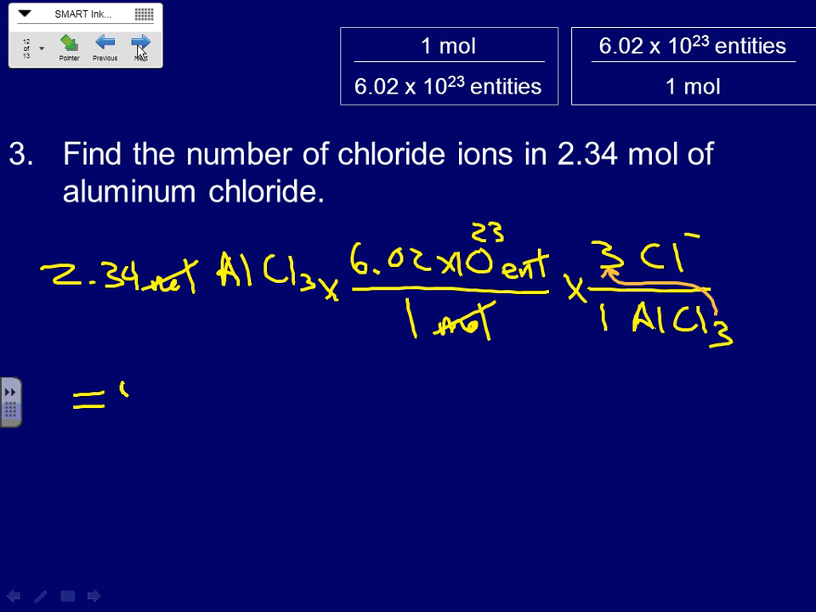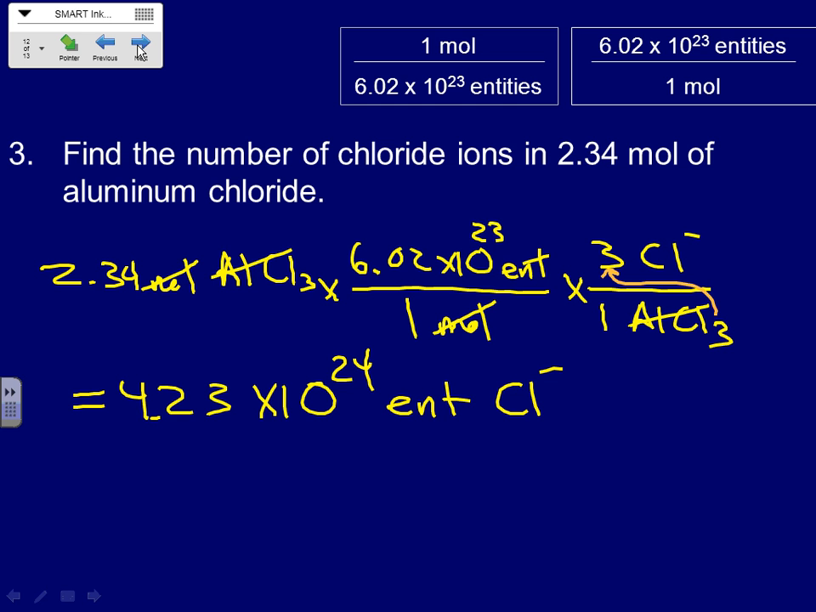Yep, Jenna? 4.23 times 10 to the 24. We got supporters on that? Okay? And what's my unit that's left after I've canceled everything away? What units have not been canceled away? And you're literally looking in there. You're finding it in there. Liam, what do you got? You're right, it's chloride ions. Some of you might just write entities of Cl minus, or you could write chloride ions.